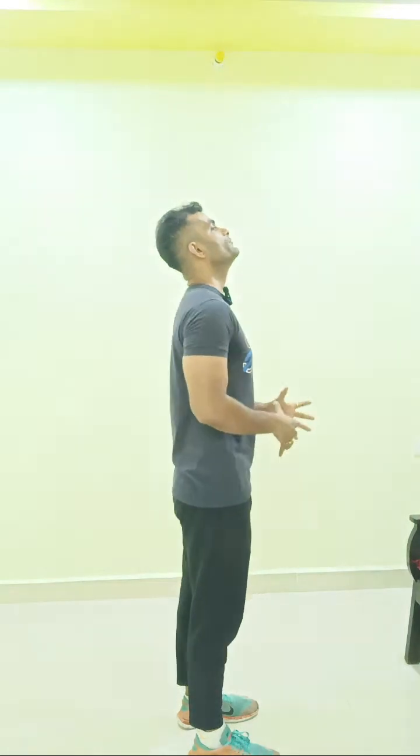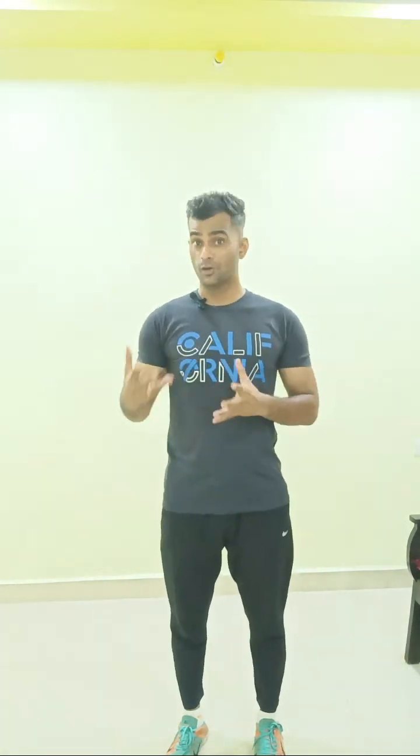So let me show it from the front. If I move my head forward, this is called flexion. If I keep my head straight, this is called extension. If I move my head backward, this is called hyperextension. So at your neck joint, there are three movements which are basically done by the majority of individuals, which are flexion, extension and hyperextension.